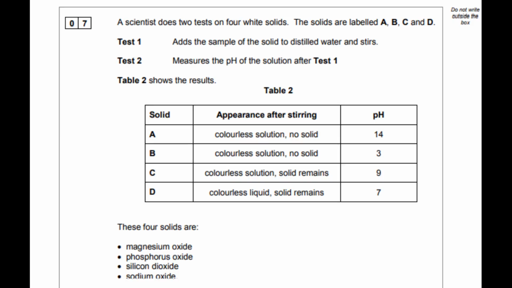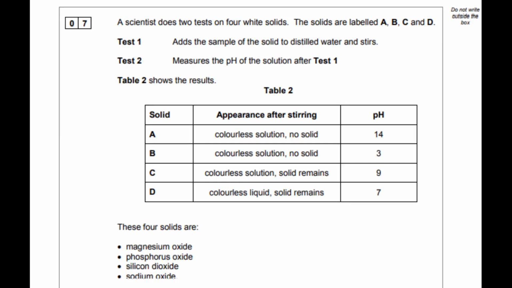This is question 7. We are almost done with the AQA 2018 Chemistry Higher Tier, paper 1. So, question 7. A scientist does 2 tests on 4 white solids. The solids are labeled A, B, C, and D. In test 1, the scientist adds a sample of the solid to distilled water and stirs it. Test 2 measures the pH of the solution after test 1.